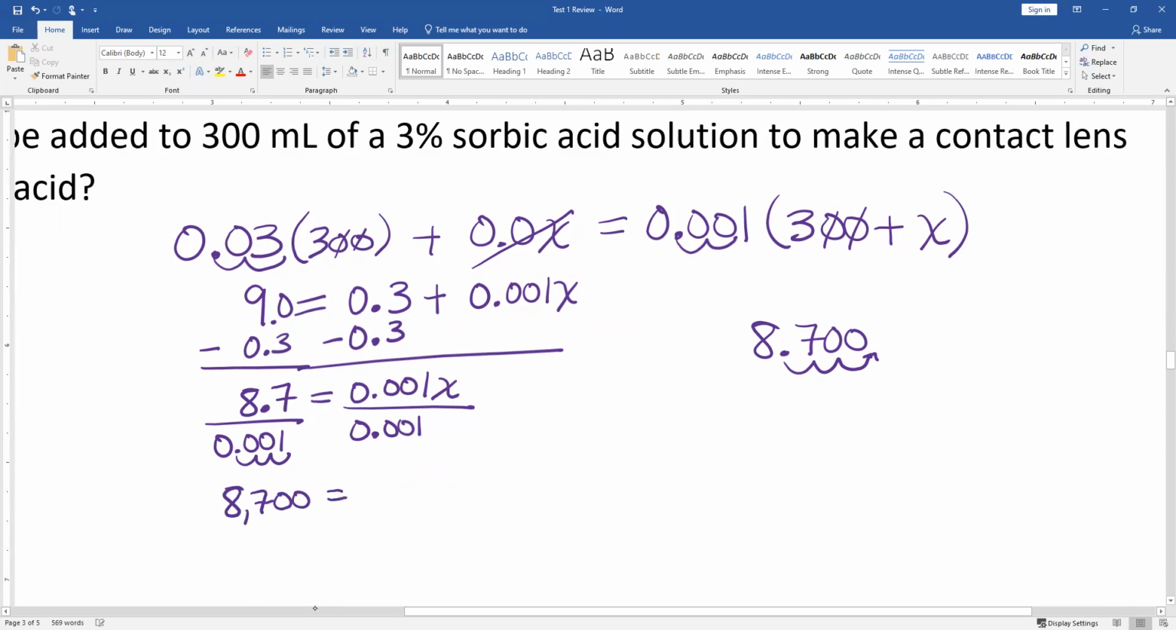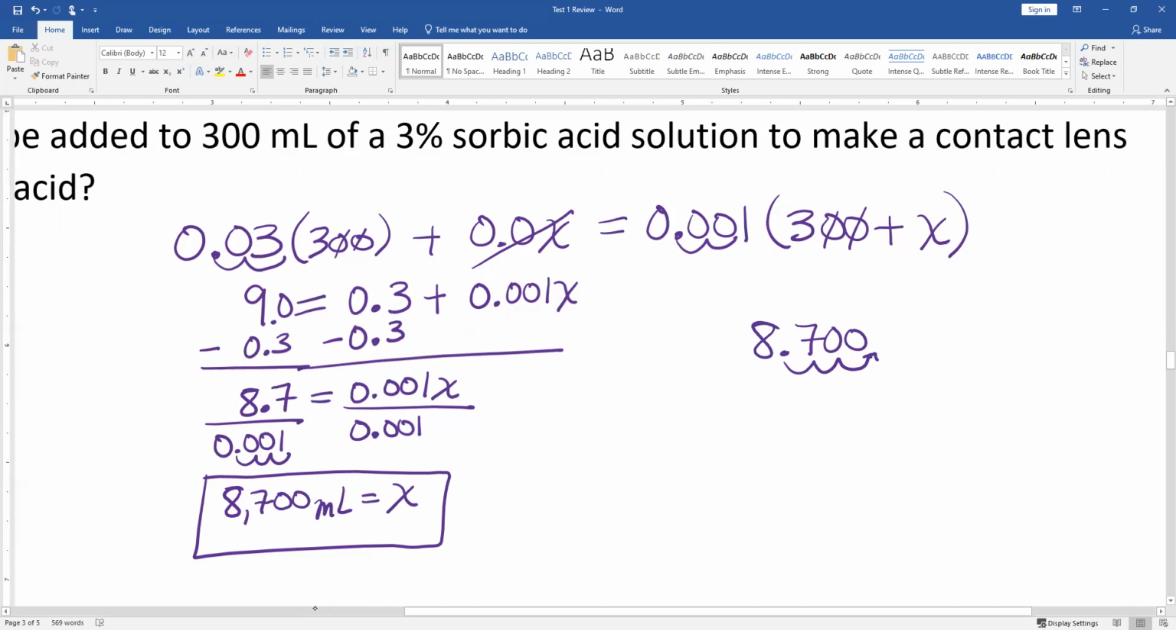8,700 milliliters of pure water is needed. Now, if you'd multiplied both sides by 1,000, you would not be dealing with the decimals, but as long as you're comfortable subtracting with decimals, you should be fine.